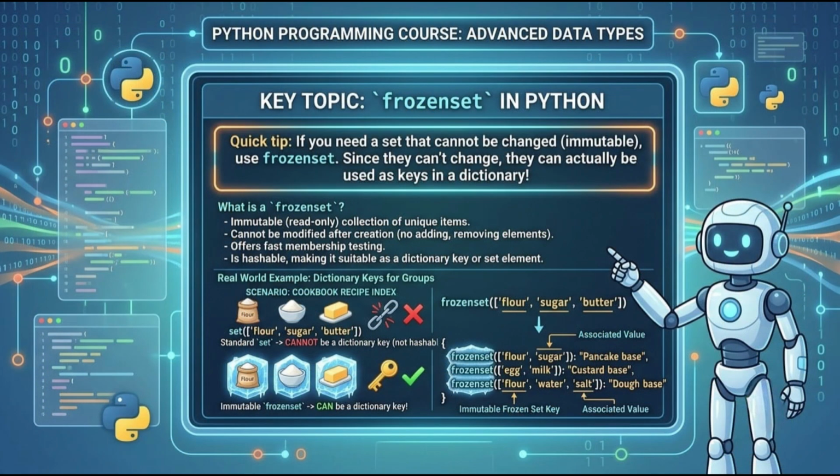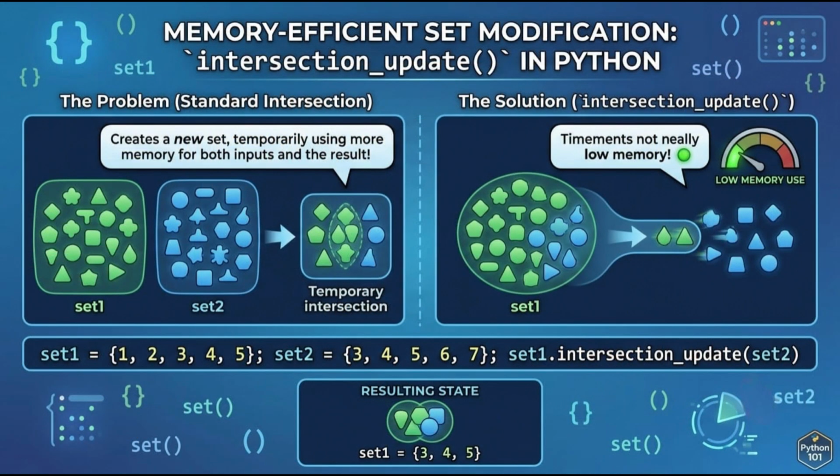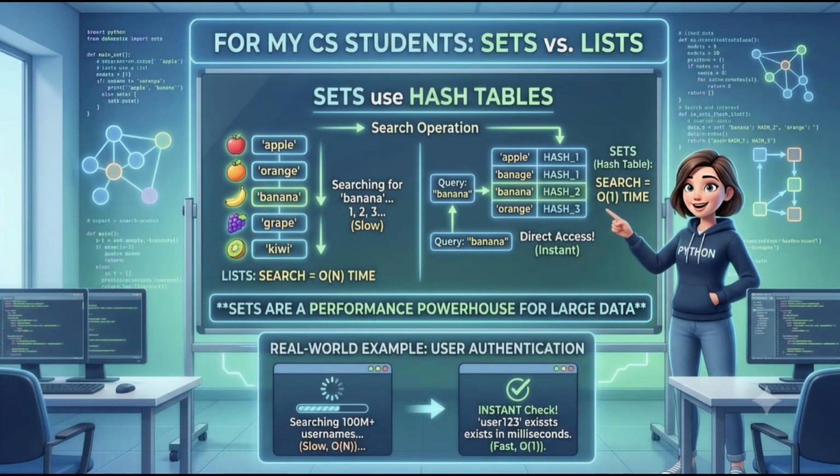Quick tip: if you need a set that cannot be changed, immutable, use frozenset. Since they can't change, they can actually be used as keys in a dictionary. If you want to modify the original set directly rather than creating a new one, use update methods like intersection_update. This saves memory when working with massive datasets. For my CS students, sets use hash tables. This means searching is generally O(1) time complexity. Compared to a list's O(n), sets are a performance powerhouse for large data.